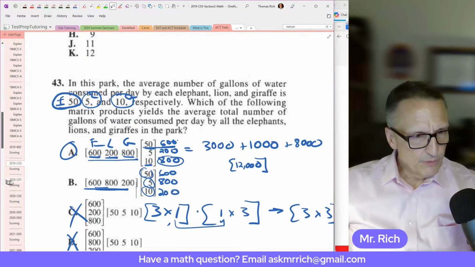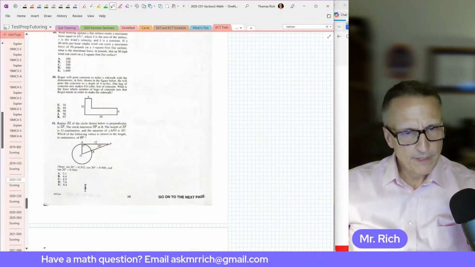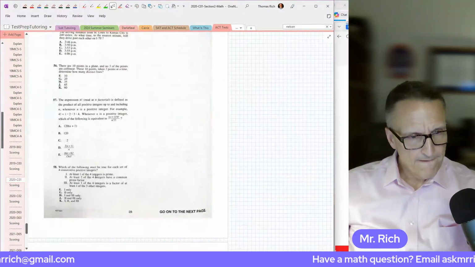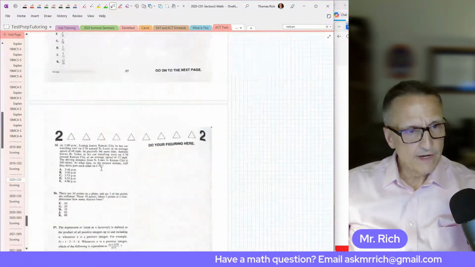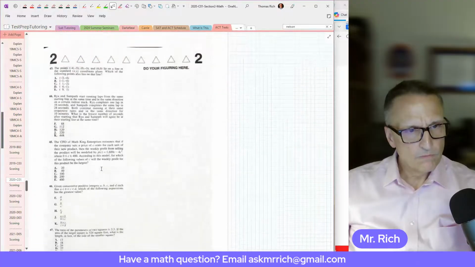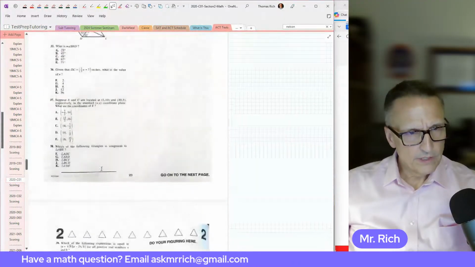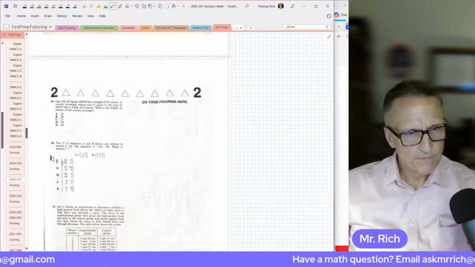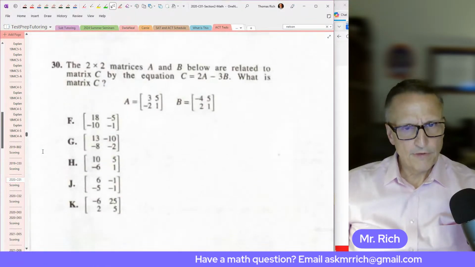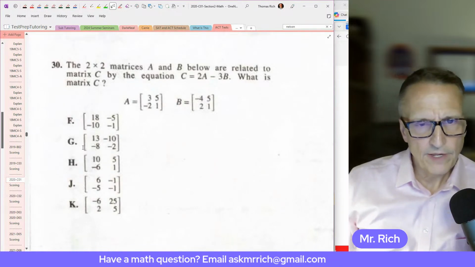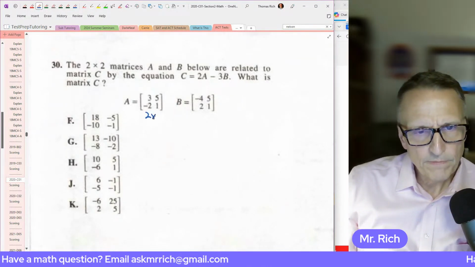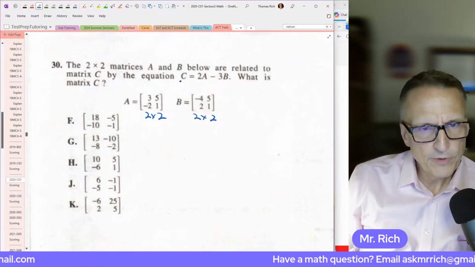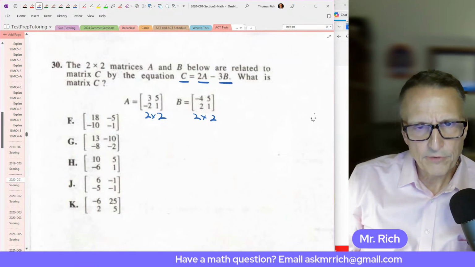Let me go to another practice test and pull up maybe a simpler matrix problem for you. I think we can find one earlier in the test here. So this is number 30 on a test. Here they do give you a 2 by 2 and a 2 by 2, and they said that matrix C is 2A minus 3B.